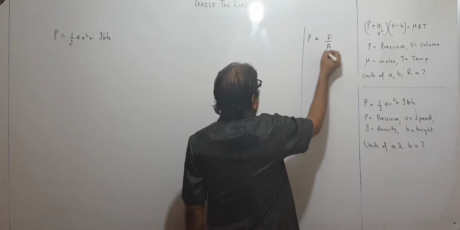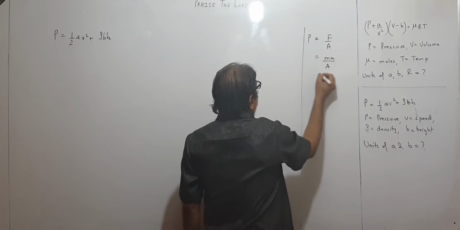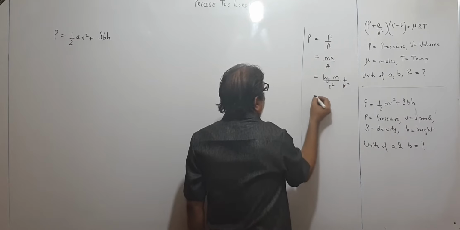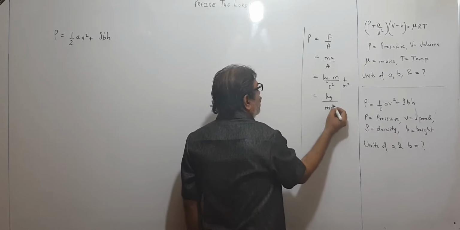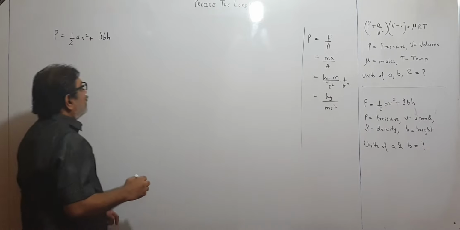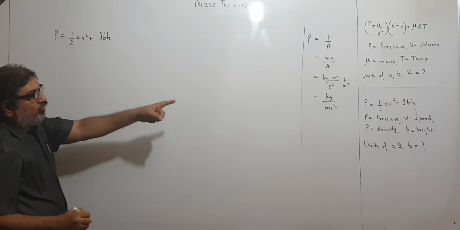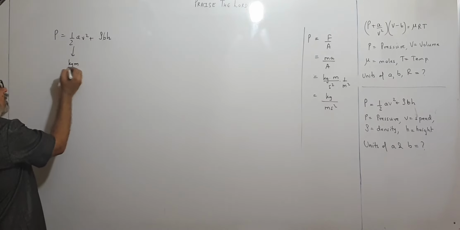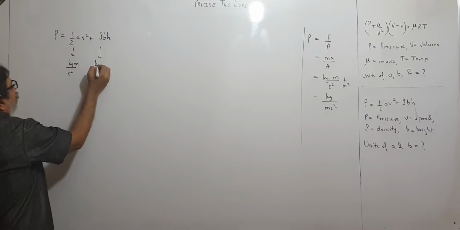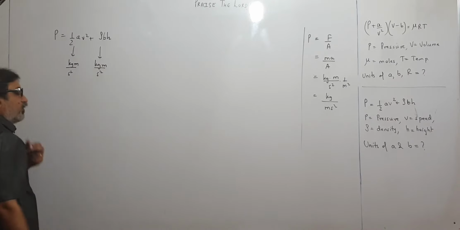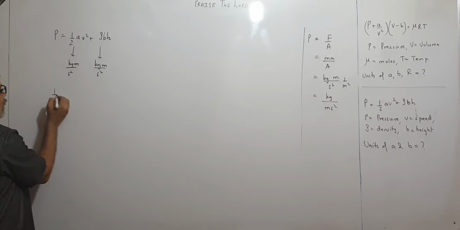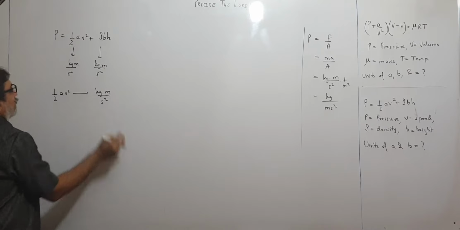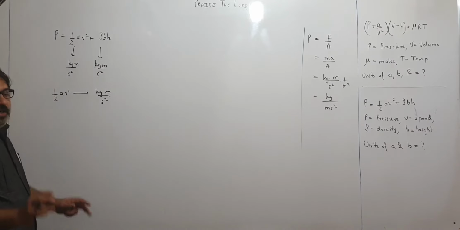Pressure is force upon area, mass into acceleration upon area, kg meter upon second square, 1 upon meter square. That will be kg upon meter second square. So that means this and this should have units how much? Kg upon meter second square. So half A V square has unit kg upon meter second square. Half is a constant, no units, forget about it.